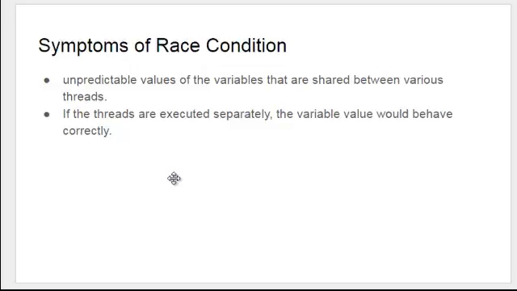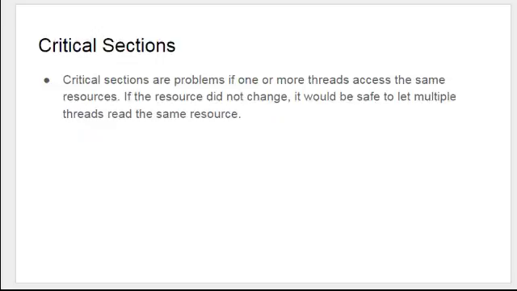And so if these threads are just executed separately, the variable value would behave like it's supposed to and be correct. Now, critical sections are where the problems are, where there's one or more threads that access the same resources. However, it'd be okay if the resources didn't change, and so it would be safe to let multiple threads read the same resource.